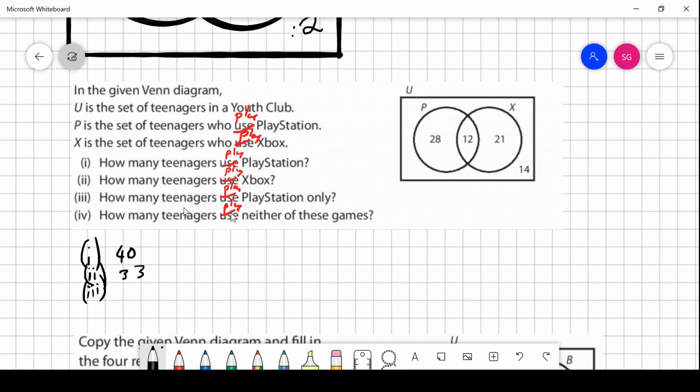How many teenagers play PlayStation only? So the only here is very important. So now we're looking at only those who play PlayStation. That'll be 28.